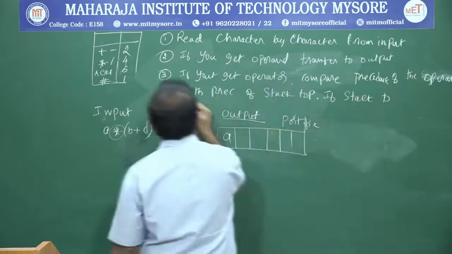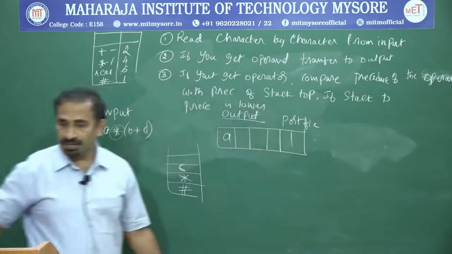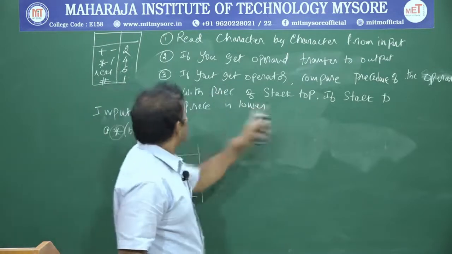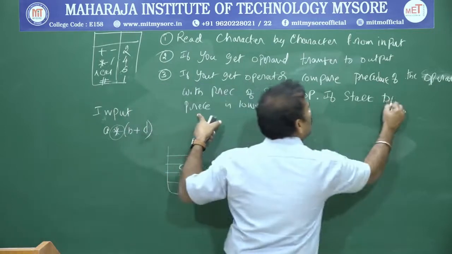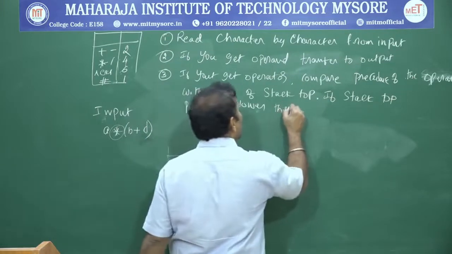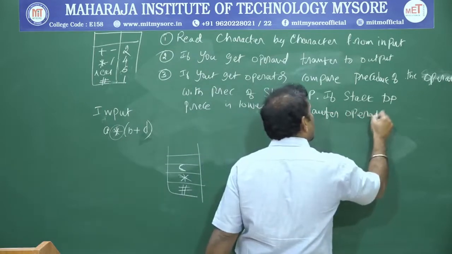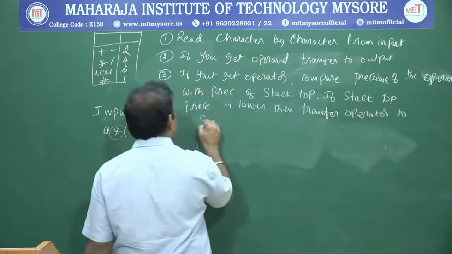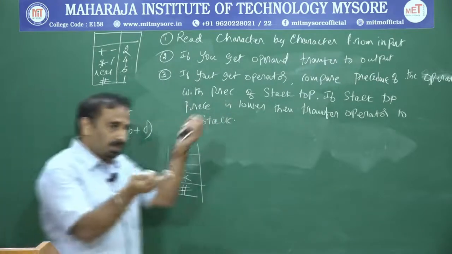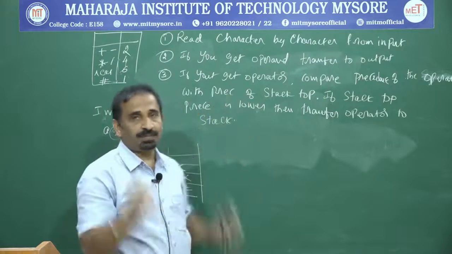Now, what to do if the stack top precedence is lower? If the stack top precedence is lower, then transfer the operator to the stack. Simple. If the precedence of the stack top is lower than the precedence of the operator, then simply transfer it.